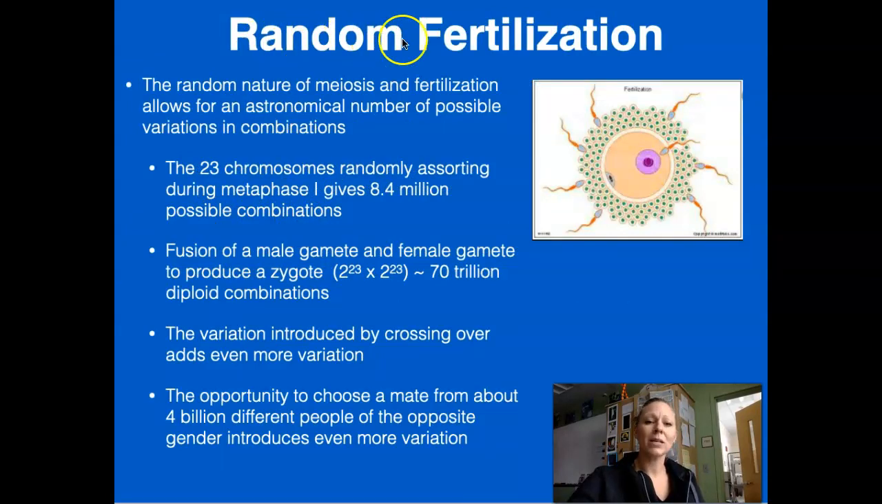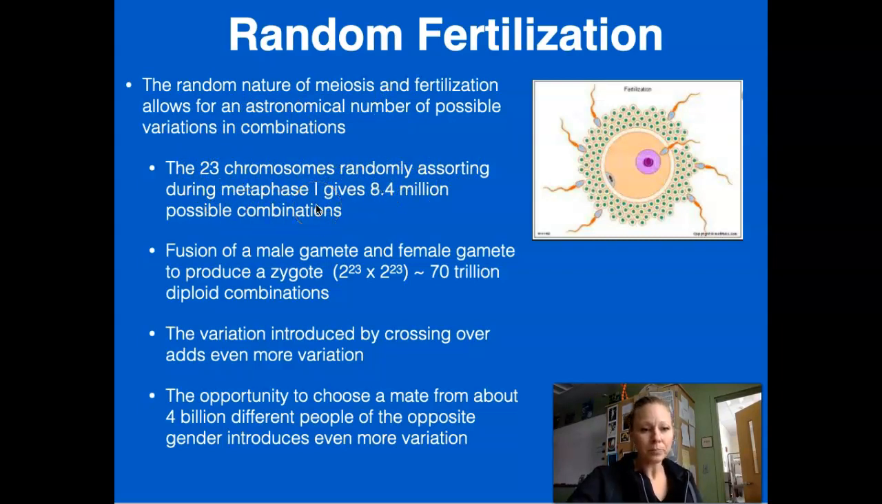The last one is random fertilization. This looks at meiosis and the process of fertilization in a bigger picture, looking at the possible combinations that can come from all of the randomness in the process. So if we have 23 chromosomes randomly assorting, that gives us 8.4 million possible combinations.